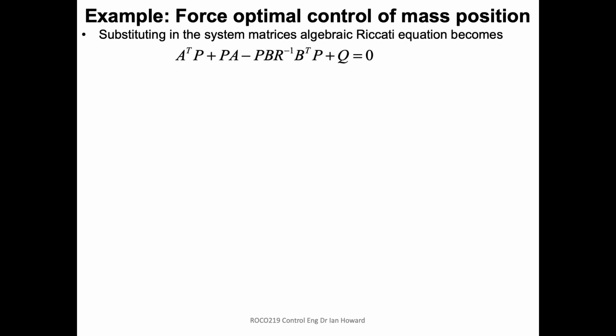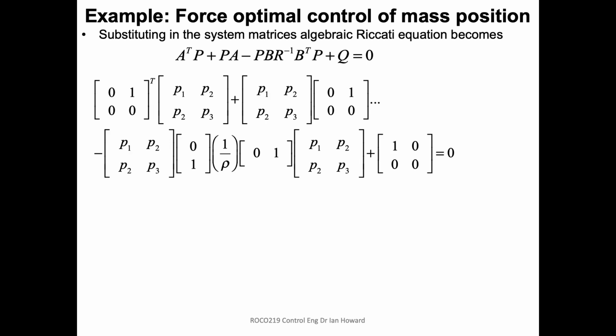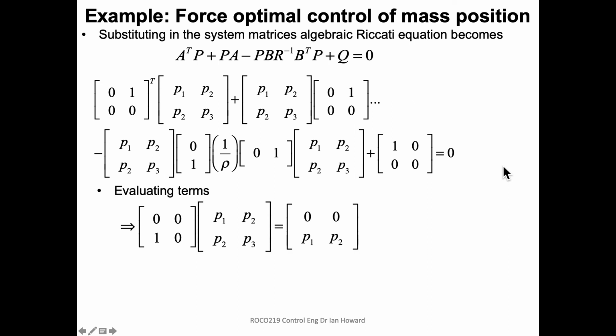So we substitute all the values that we know into the Riccati equation, right? So in goes the A, which we then transpose, in goes the P. Here's the P, here's the A, take away P B R to the minus 1 B transpose P plus Q equals 0. And then we have to just go through term by term, evaluating it until we end up with something which is going to be just a single matrix, and then we're going to solve the single matrix.